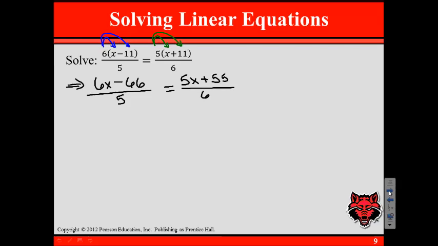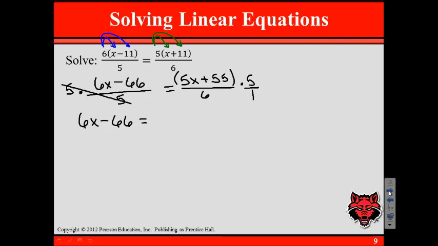Now, one thing we've done in the past when we have fractions is multiply both sides by the least common denominator. That would be perfectly fine to do in this case. I'm going to show you one variation of that process where we eliminate one fraction at a time. Let's create a little bit of room on this last step, and let's eliminate the fraction on the left-hand side first. So because we have a 5 in the denominator, let's multiply both sides by 5. The reason we would do that to begin with is that when we multiply and divide by the same number on the left-hand side, that cancels. So we're left with 6x minus 66 equals.